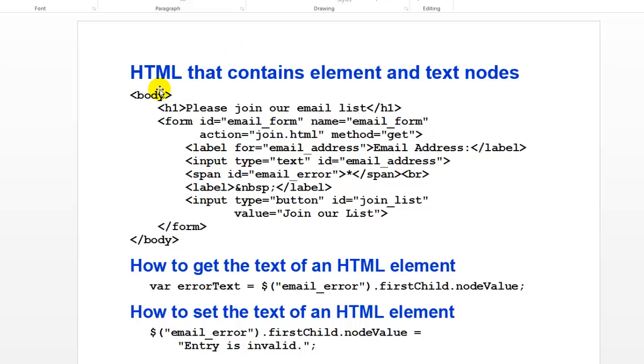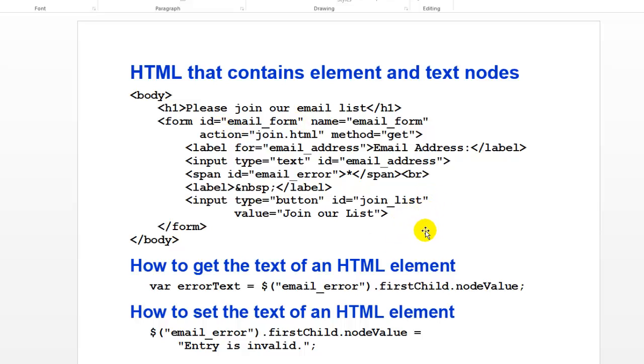HTML contains elements and text nodes. For example, you've got these different elements right here, such as form and h1, etc. The text inside of h1 is "please join our email list," so that would be a text node inside of this h1 element. The text node cannot have any descendants itself, but other nodes such as body and form can. They actually can have nodes inside of them. And then each of these nodes might have an attribute node that is actually considered part of the element node, because the attributes apply to the different elements.